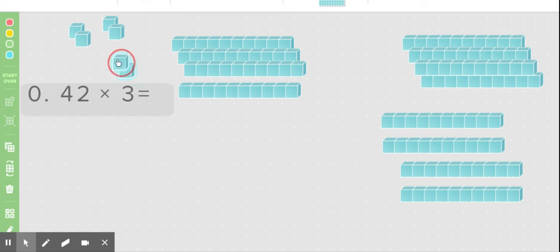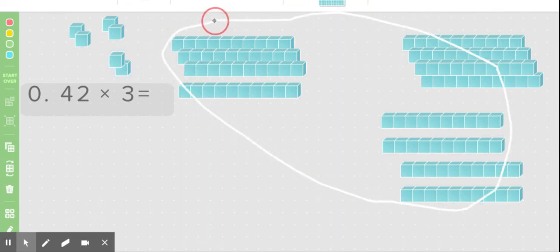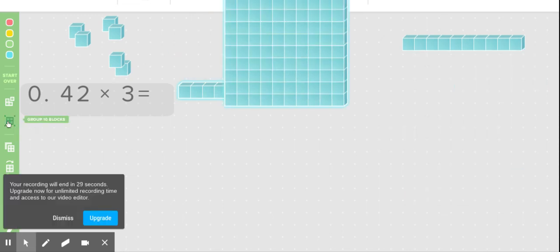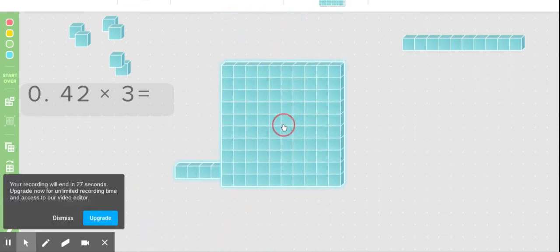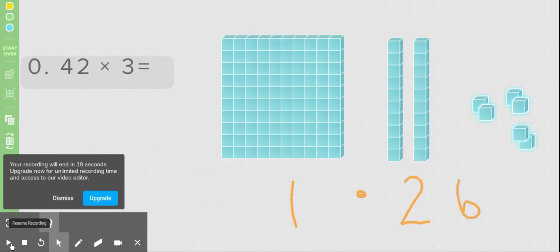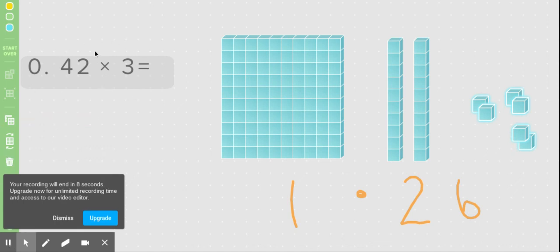So if I circle all of my big blocks right here, and then I group them, I end up getting 1 whole, and then 1/10, 2/10. So what I've showed you here is when we put the blocks together, it represents 1 whole 2/100, which is what our original problem was, just put together and the regrouping done for you to see.